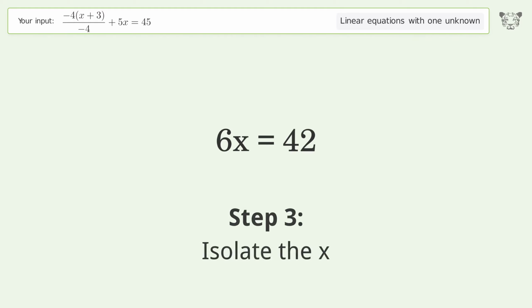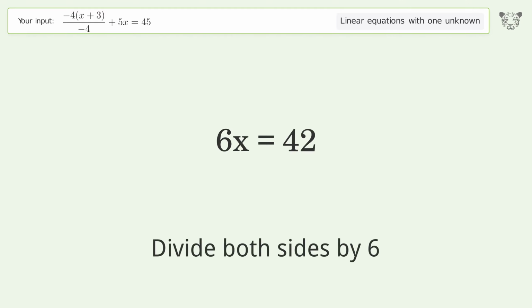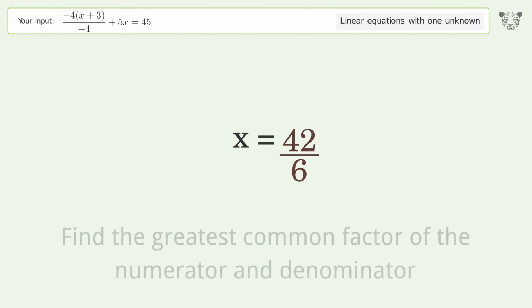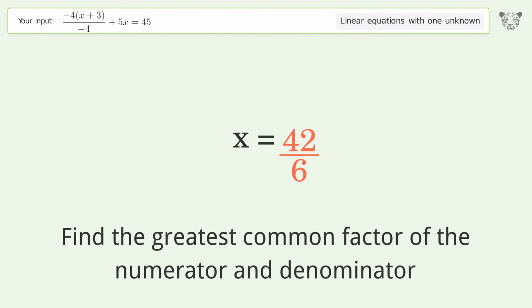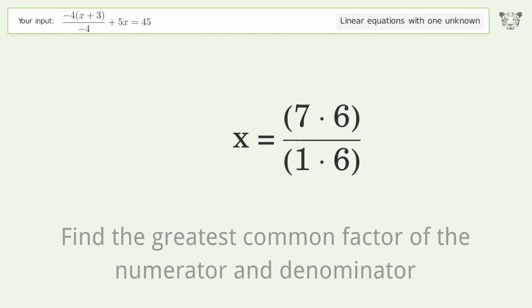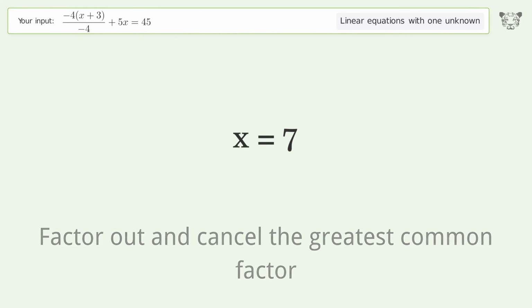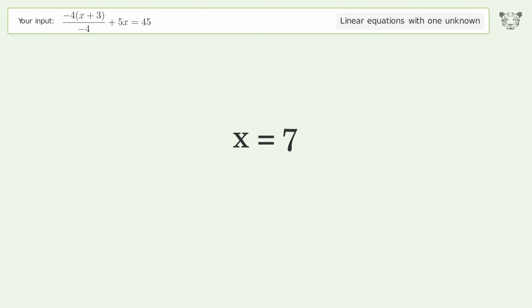Isolate the x. Divide both sides by 6. Simplify the fraction. Find the greatest common factor of the numerator and denominator. Factor out and cancel the greatest common factor. And so the final result is x equals 7.